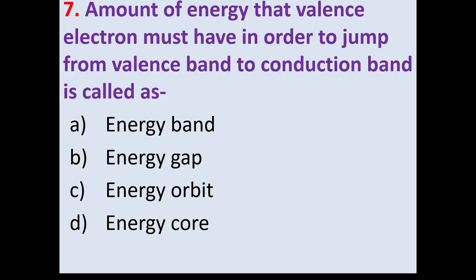The amount of energy that valence electrons must have in order to jump from the valence band to the conduction band is called, we have seen important energy bands in solids, in that we have seen two types of bands, valence band and conduction band, and the gap between them is called the forbidden energy gap. And the electron in the valence band must be supplied energy equal to the forbidden energy gap, then it will jump to the conduction band. So the option in this case is option B, energy gap.